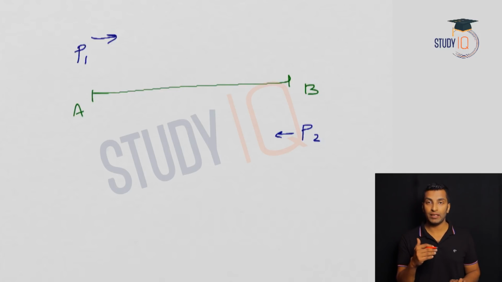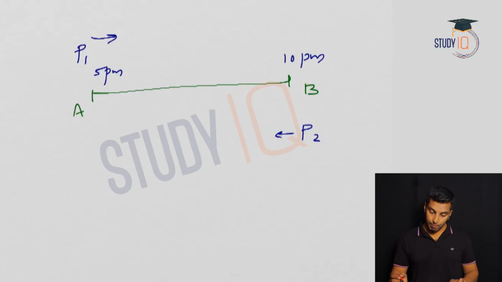And this is a pattern which we have already started the discussion. So in this pattern, what is given? The time is given, right? So P1 is starting at 5 p.m. and reaching at 10 p.m. And P2 is starting at 7 p.m.